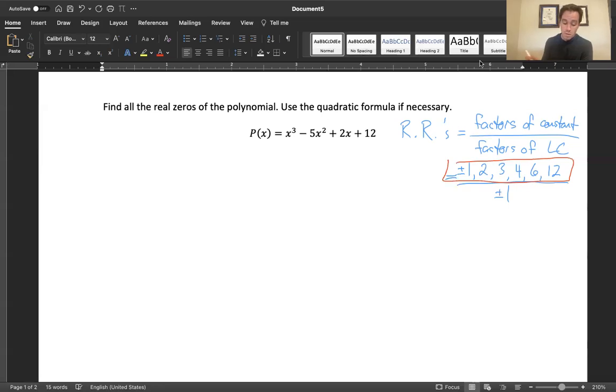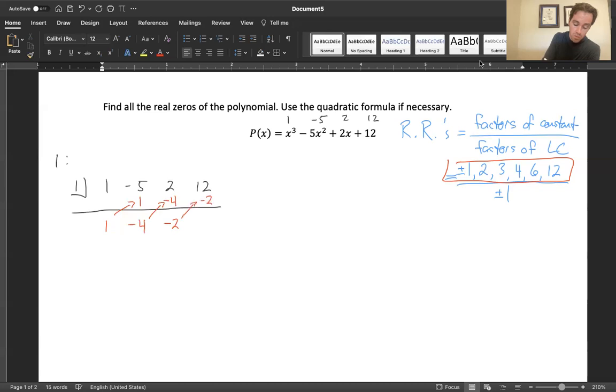So we're going to check the very first one. We'll check 1 with synthetic division. The coefficients of this are 1, minus 5, 2, and 12. Mix up the colors so it's easier to see. Bring down the 1. 1 times 1 is 1. Negative 5 plus 1 is negative 4. Times 1 is negative 4. 2 minus 4 is negative 2. Negative 2 times 1 is negative 2. And this becomes 10. So that's bad. We don't want that.